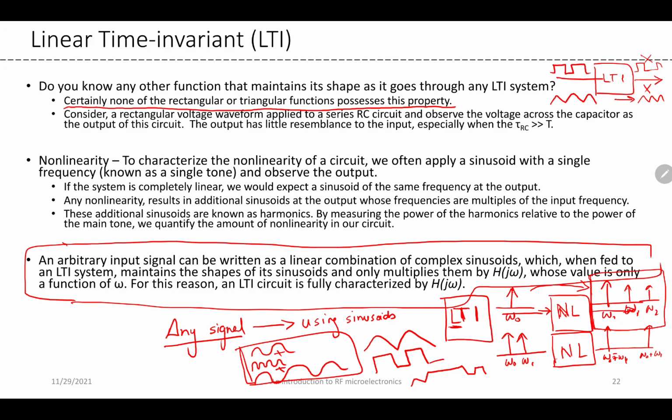So that's why sinusoids are important, because they can be used to understand the transfer function of this device. They can help you understand how this device will behave when it's applied with different waveforms.